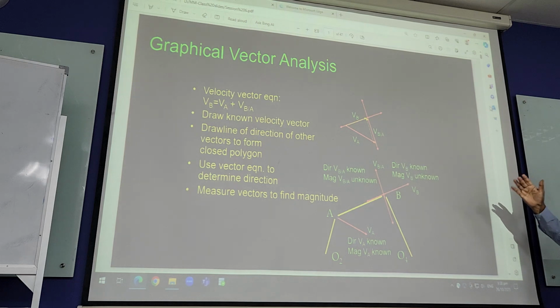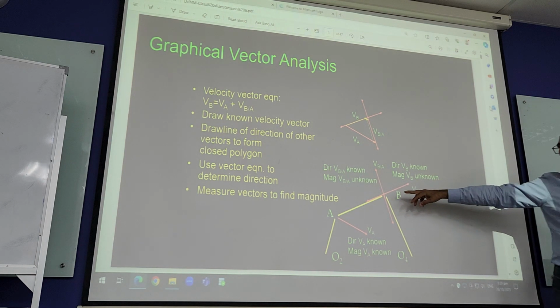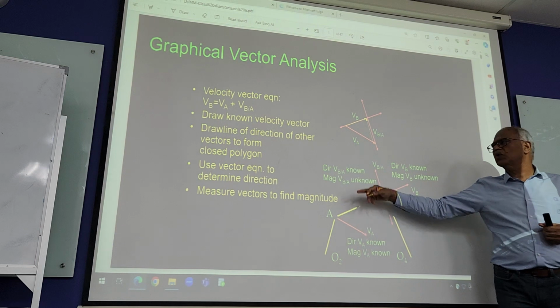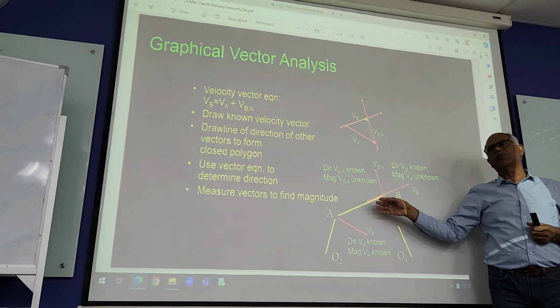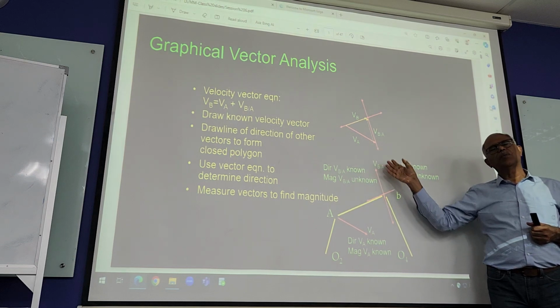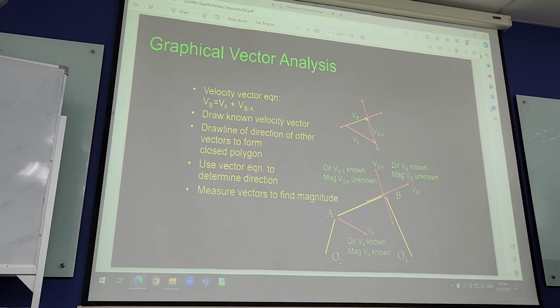If you want to extend this, now you know complete information of B and A. Let us say there is another point C. Now you can link point A to C or point B to C, and you can draw the same. So you can extend this analysis to a 5-bar mechanism or 6-bar mechanism. Always in the exam there will be a 6-bar linkage mechanism.